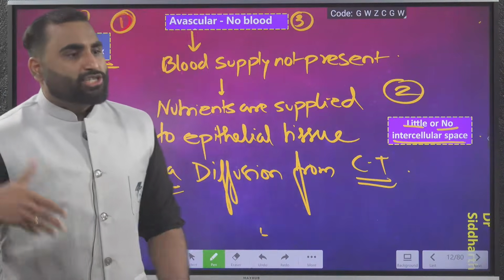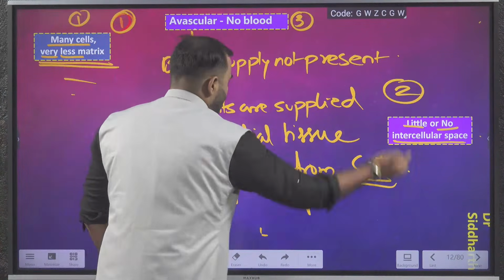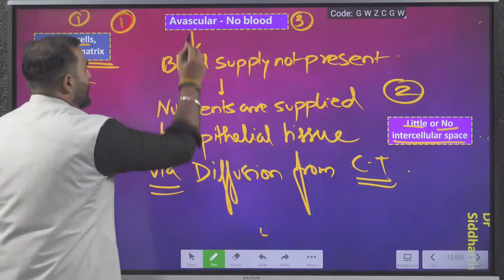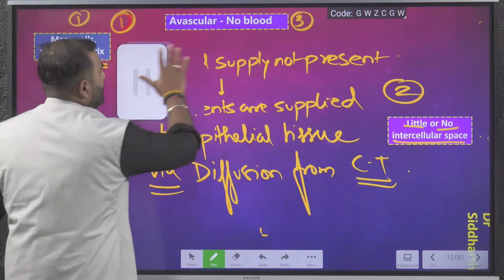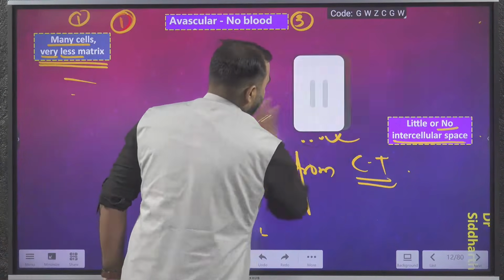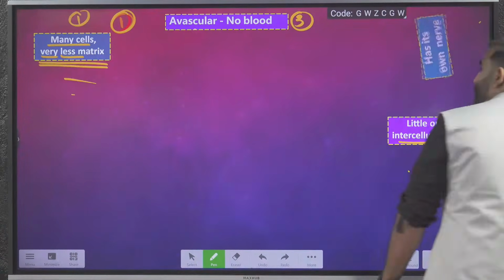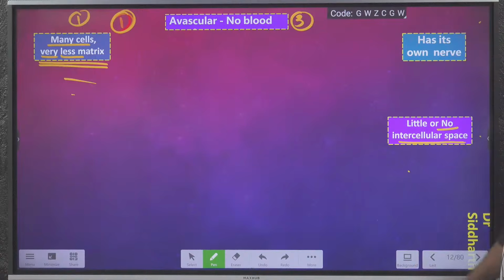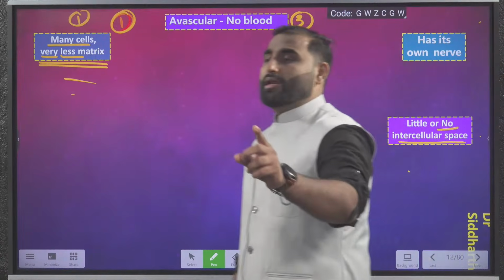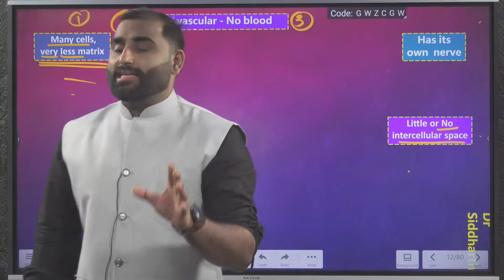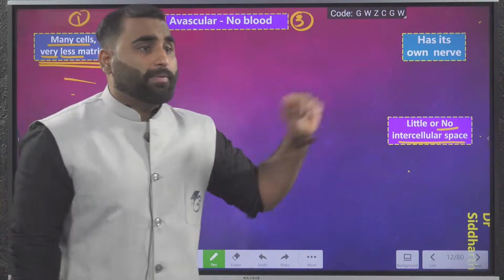Shall we go ahead? Are we clear with these characteristics? Avascular understood, everyone? Now we will go to the next characteristic. What is the next characteristic? It has its own nerve supply.